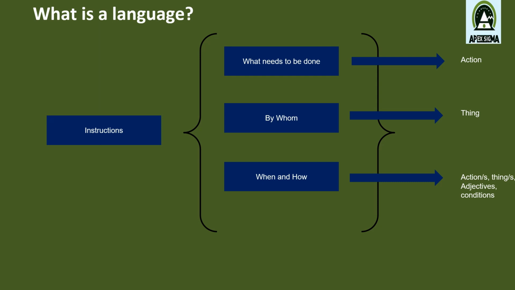So I am a noun, I'm an object. The person whom I'm asking is another person, like an object. Just try to look at it from the perspective of a noun. So there is a thing, by whom is a thing, and what you need to do is an action, and when and how. I want a pen, but what kind of pen? Is it a blue pen? That's an adjective.